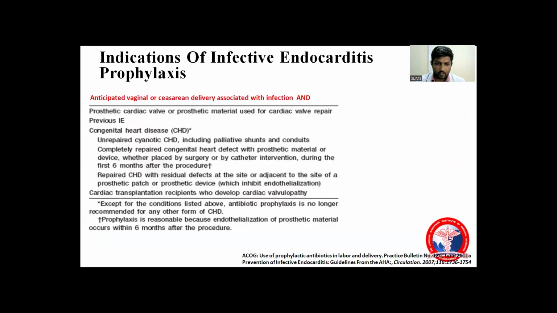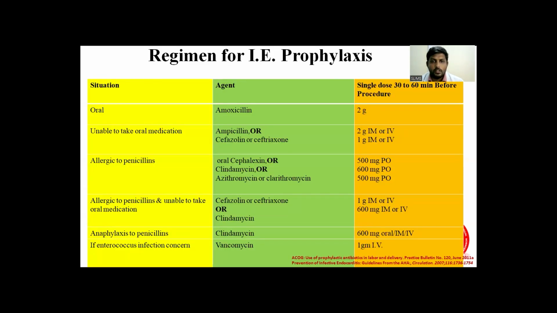Next, infective endocarditis prophylaxis. So orally, we can use amoxicillin, which can be a single dose 30 to 60 minutes before the procedure. And if unable to take oral medication, we can give ampicillin or cefazolin or ceftriaxone, 2 gram IM or IV, 1 gram IM or IV. If the patient is allergic to penicillins, we can give oral cefalexin or clindamycin, 500 milligram cefalexin oral per hour, 600 milligram per oral clindamycin and azithromycin 500 milligram per hour.